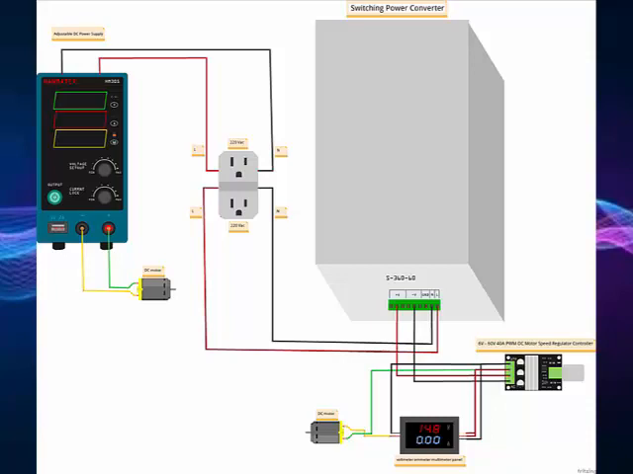The output of this power converter is connected to a DC motor speed controller module. The output of this module is connected to the DC motor. The purpose of using the DC motor speed controller module is to adjust the voltage. A DC voltage and current display is also used.